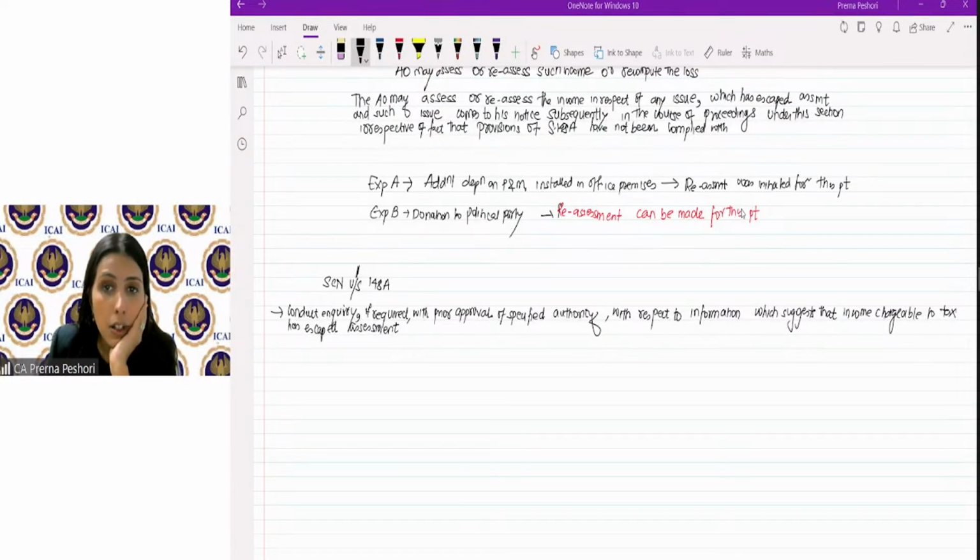If this is done, what will happen? In every case, the AO will start issuing the notices. Isn't it? So there is a possibility that your assessment was not done, your scrutiny assessment was not done, and therefore the income has escaped assessment. But for that, the AO has to have the inquiry conducted properly. The AO should have conducted the inquiry properly.